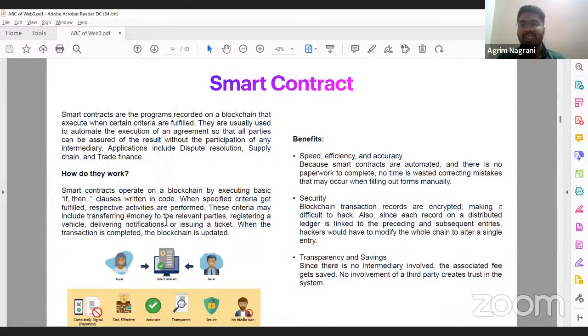Coming towards the benefits: speed, efficiency, and accuracy. As we all know, it's being digitized. So in one click and in one go, you can easily transfer your land, a sum of money, or anything you want through these smart contracts.